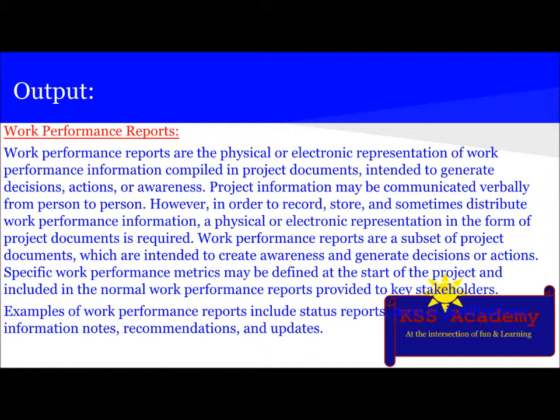Work performance reports are a subset of project documents which are intended to create awareness and generate decisions or actions. Specific work performance metrics may be defined at the start of the project and included in the normal work performance report provided to key stakeholders. Examples of work performance reports include status reports, memos, justification information, notes, recommendations, and updates.